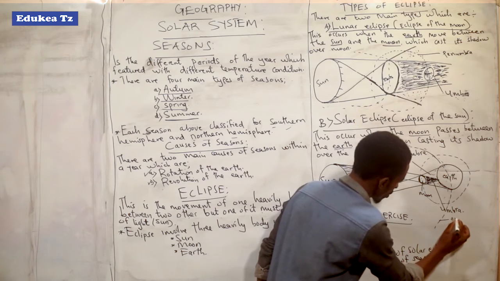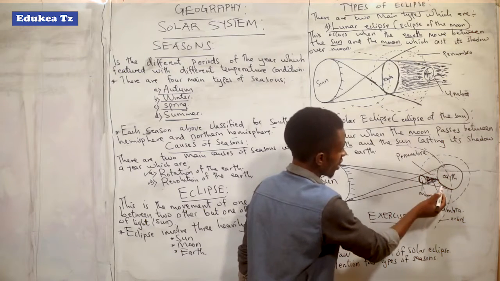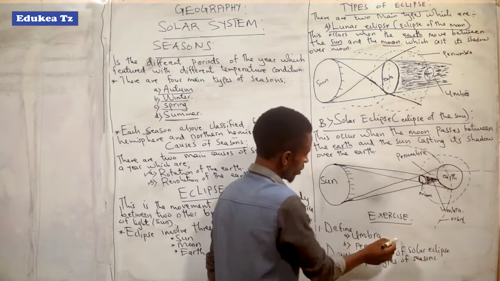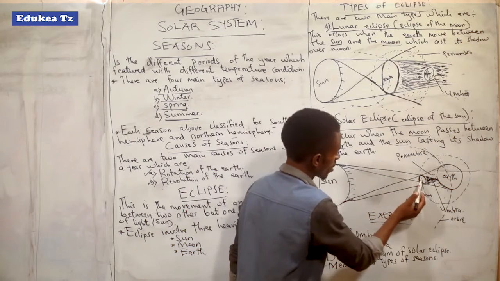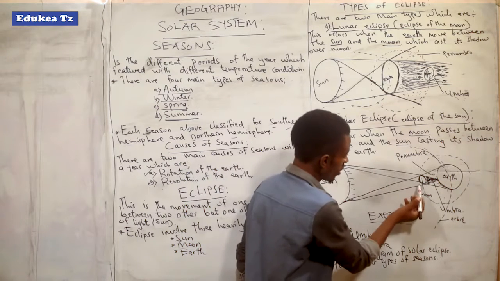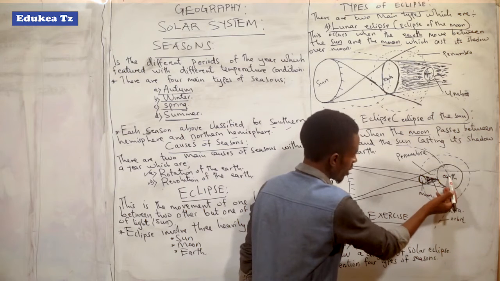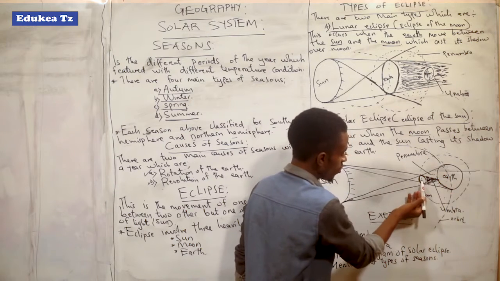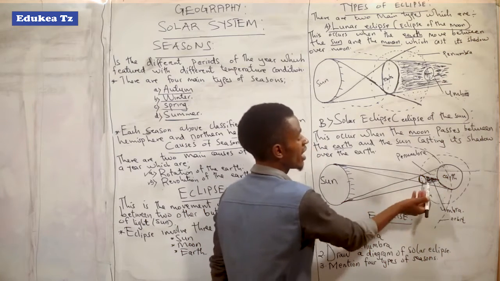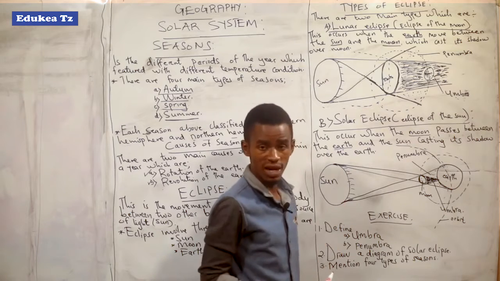This is the orbit. Orbit is the path which the Earth uses to revolve around the sun. So the Earth is moving around the sun, but the moon is moving around the Earth. So when the Earth moves and reaches these points, the Earth is here, the moon is here, and the sun is here. So it means that the moon and Earth are directly in line with the sun.